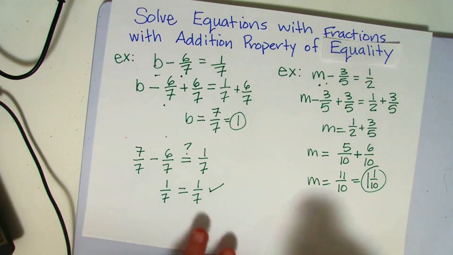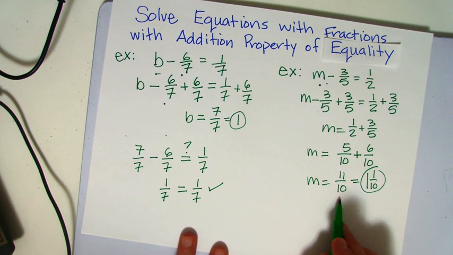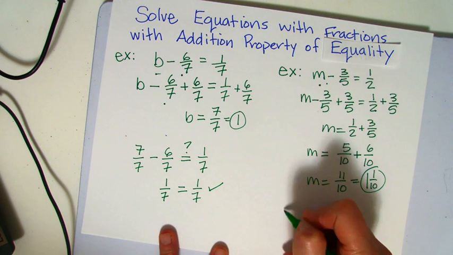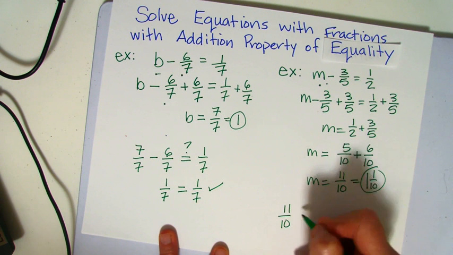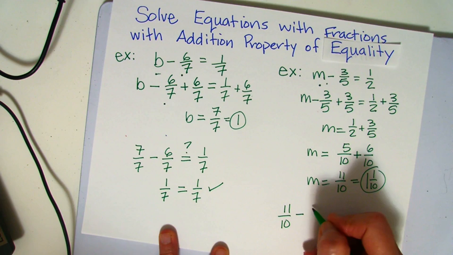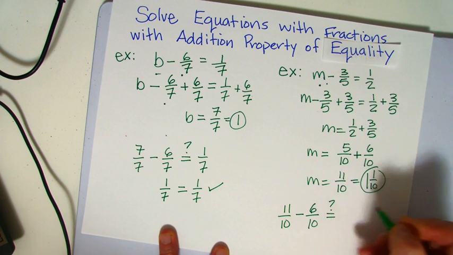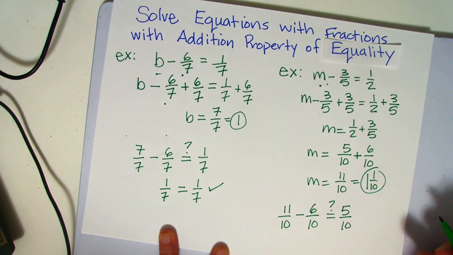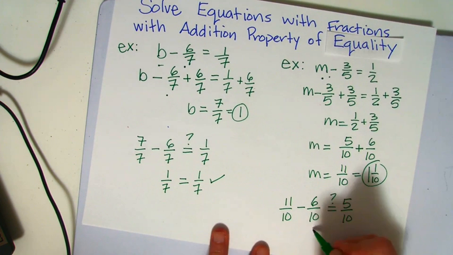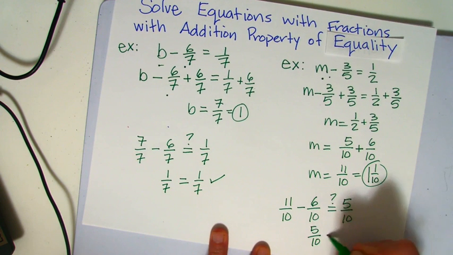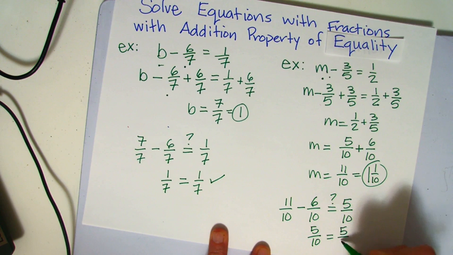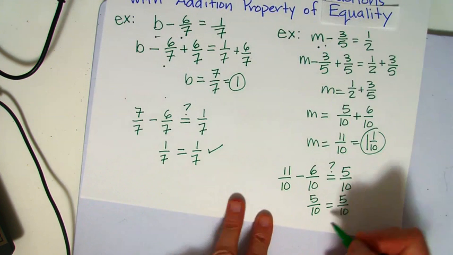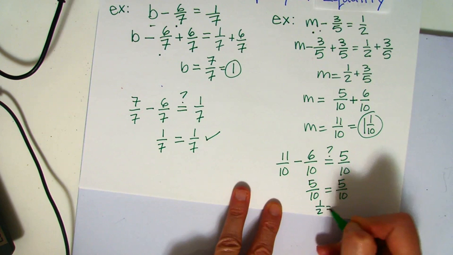Again, I want to plug in that value into the original equation, just to make sure I did the math correctly. 11/10 minus 3/5, which is the same thing as 6/10. Does that equal 5/10, which is 1/2? 11 take away 6 is 5. 5/10 does in fact equal 5/10, which is really like we're saying 1/2 equals 1/2.